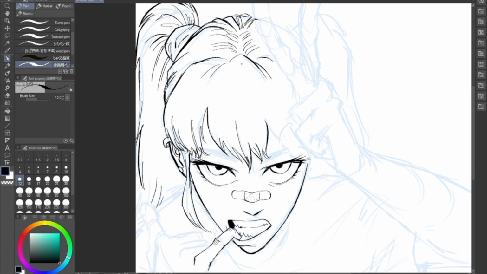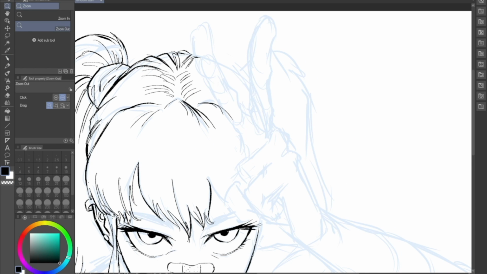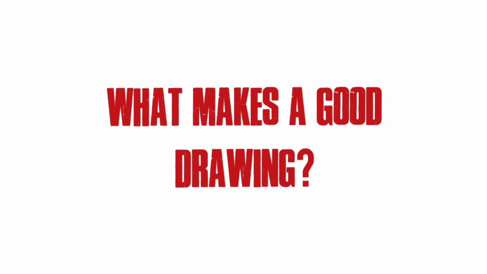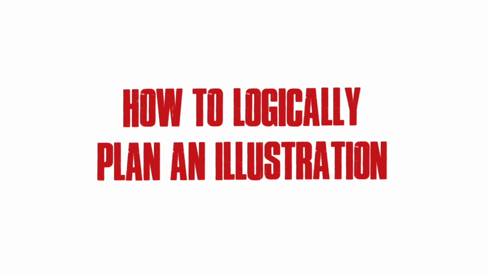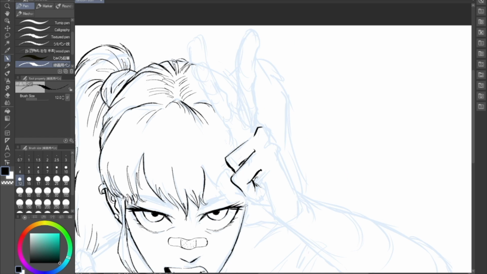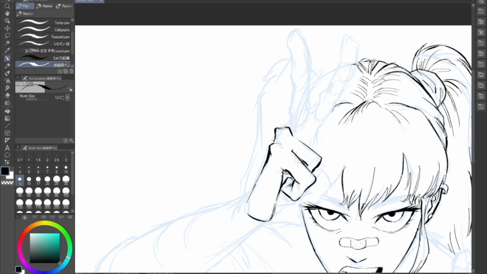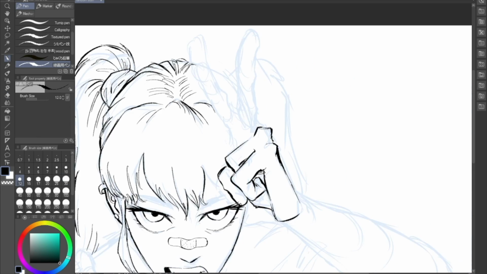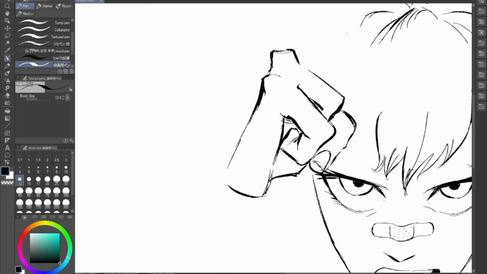Like, he dedicates entire sections and episodes of the course curriculum to questions and thoughts like what makes a good drawing, how to logically plan an illustration, to even stuff like how to efficiently use references, and so much more. These are things, important things mind you, that are so much a part of the artist's experience, yet I have never seen them talked about or covered literally anywhere else except on this course.